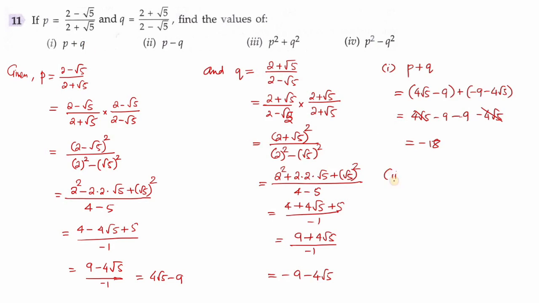Second one, we have p minus q. P is 4 root 5 minus 9, minus q, where q is minus 9 minus 4 root 5. Let's open the bracket again: 4 root 5 minus 9 plus 9 plus 4 root 5 this time. Minus 9 and plus 9 get cancelled, and 4 root 5 plus 4 root 5 gives you 8 root 5. Okay, so we got these two answers. We'll do 3 and 4 later. First, pause the video and note down your solution.